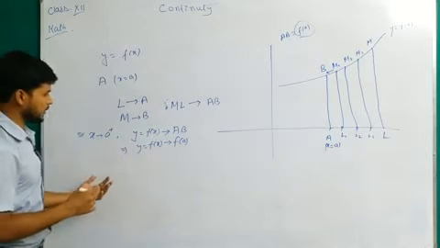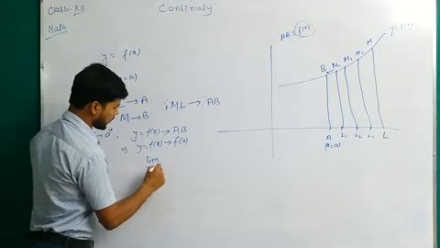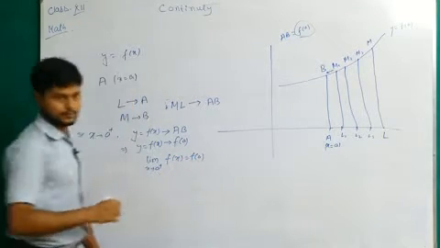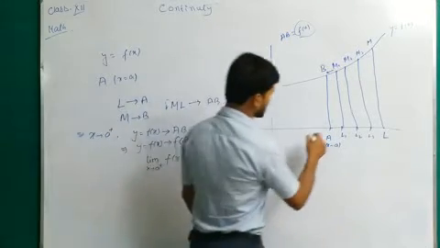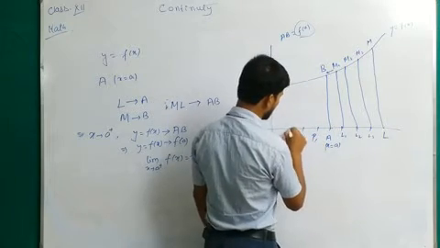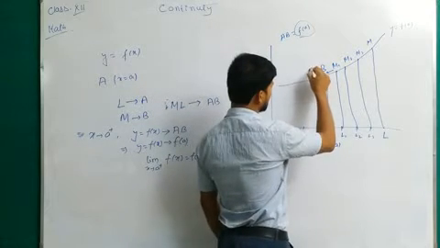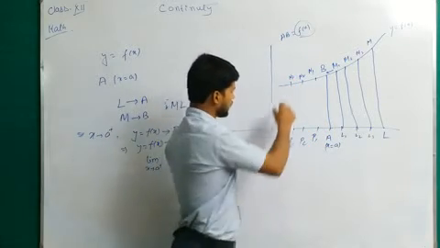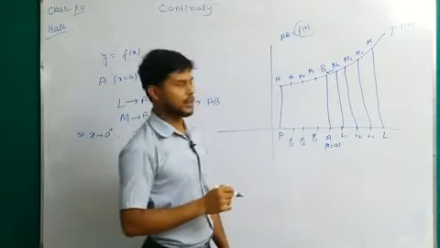And this, in the limiting sense, we denote by limit x tends to a plus of f of x is equal to f of a, which means the right hand limit. Similarly, suppose we consider a few points P1, P2, P3 on the left hand side of A, and the corresponding points are N1, N2, N3 and so on. So if I take another point, suppose P, and the corresponding point on the graph is N.